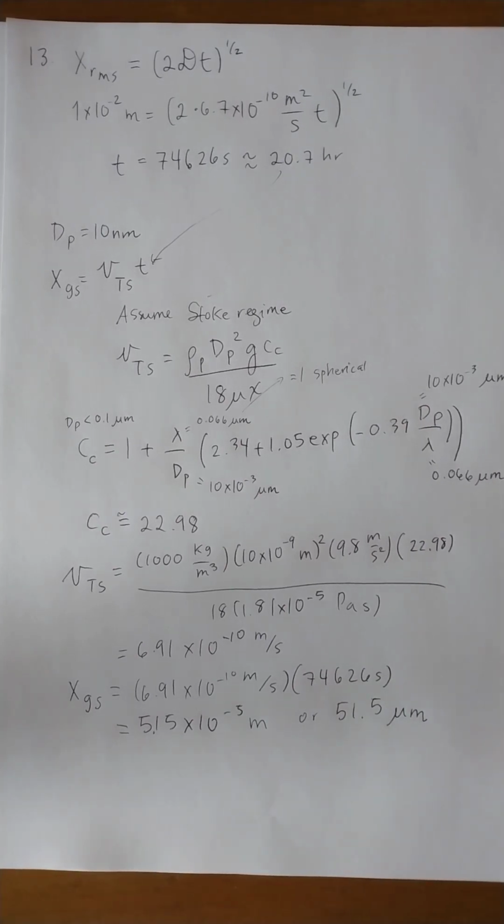So the big takeaway from this problem is that for the very small particles, like this 10 nanometer guy, the more influential mode of transport will be Brownian motion. So I don't travel so far by settling, I travel further by Brownian motion when I'm small.